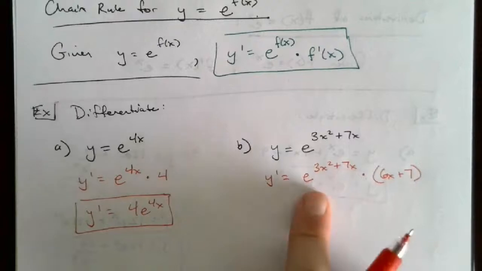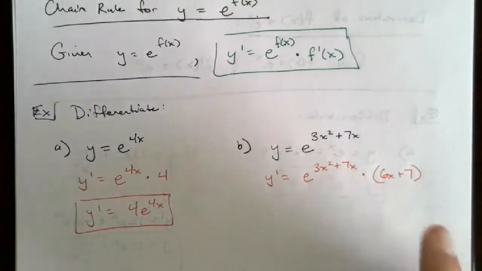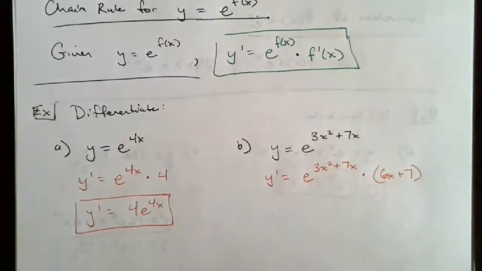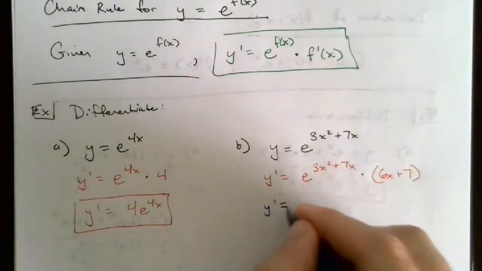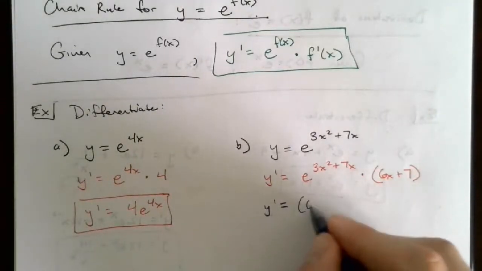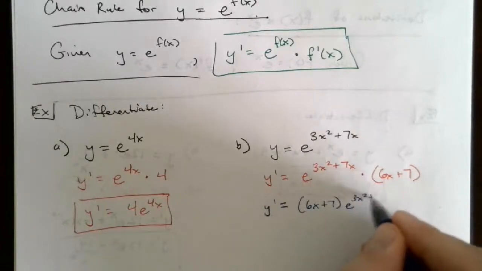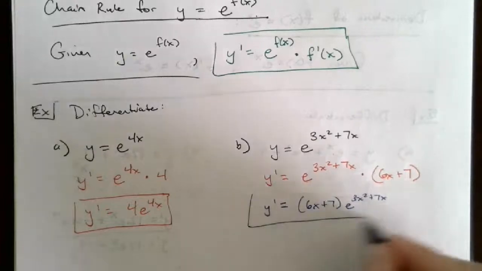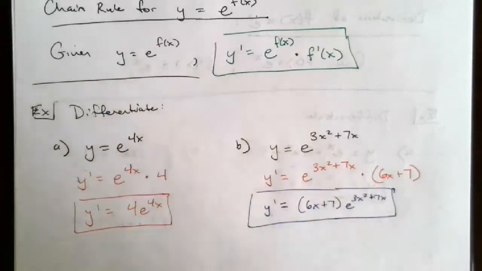So derivative of e, you keep what you see, multiply by the derivative of the exponent, and this really can't be simplified too much more. If you wanted to distribute this through here, you could. I really wouldn't, it's not going to be beneficial in the long run. So I would leave this as 6x plus 7 times e to the 3x squared plus 7x, and you could leave it in that form. Let's take a look at a couple others here.